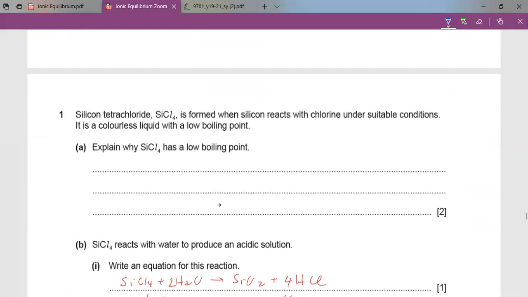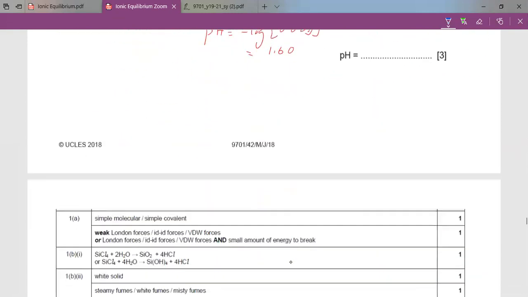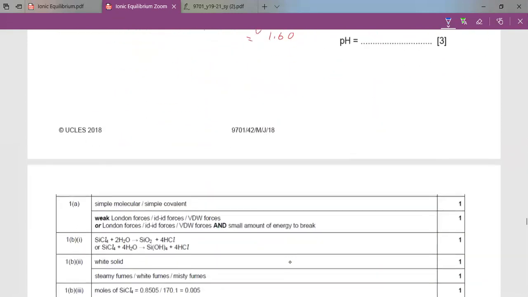Okay, next one here. Now, this is interesting. This one you learned in your AS. Silicon tetrachloride is an acidic chloride, reacting with water. The equation is very important. So 1 mole will give you 4 moles of HCl. Remember? So the 2 visual observations are solid, which is the sand, and white fumes of HCl. So 2 visual things here: a solid, and steamy, misty fumes.